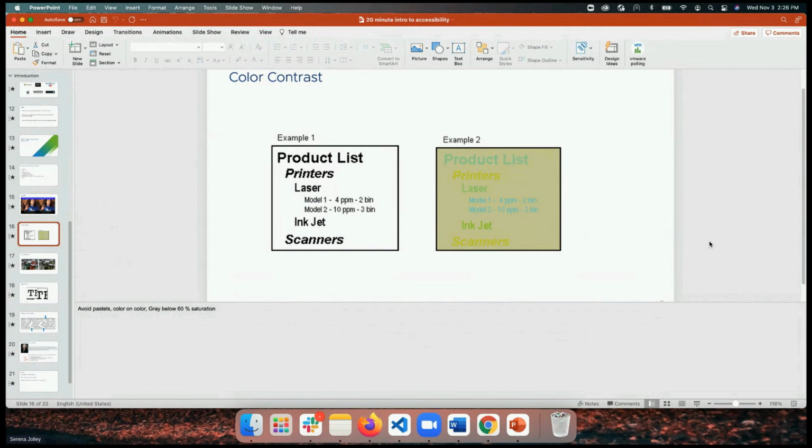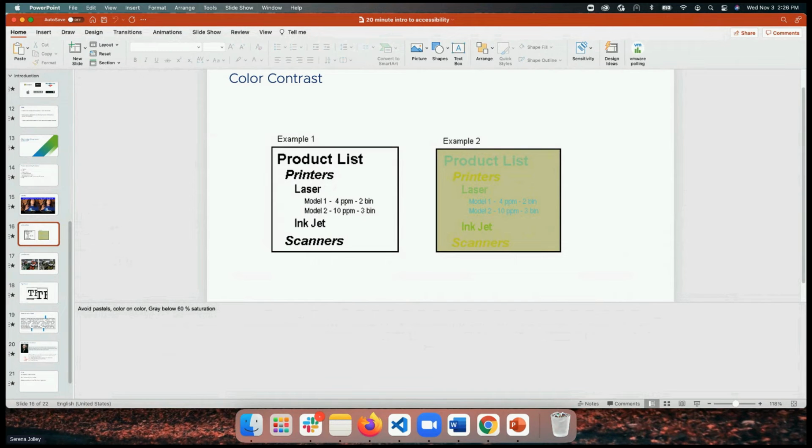So the way color contrast works is there's a ratio that's calculated between the strength of the foreground color and the strength of the background color. A color on itself is 1, black on white is 21. Everything else is somewhere in between the middle.